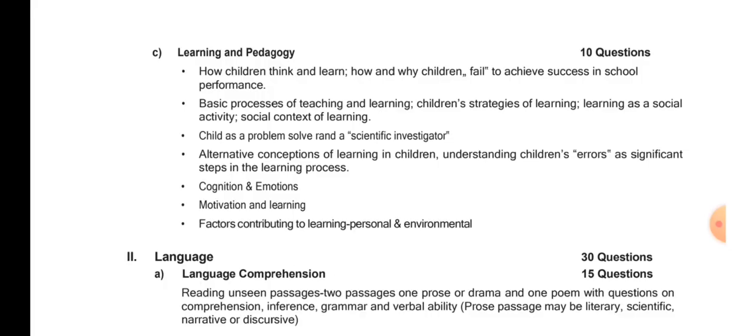Now, alternative conceptions of learning in children, understanding children's error as significant steps in the learning process. So we all know that children are coming from different backgrounds, so they have different types of abilities and disabilities, right? Now, cognition and emotions. Whenever you hear the word cognition, cognitive, you should understand that it is related with the mental abilities of the learner, right? Emotions, you know very well: anger, happiness, laughter, sadness, sentiments. So all comes under emotions, right?